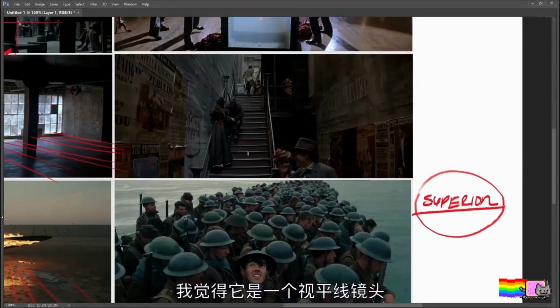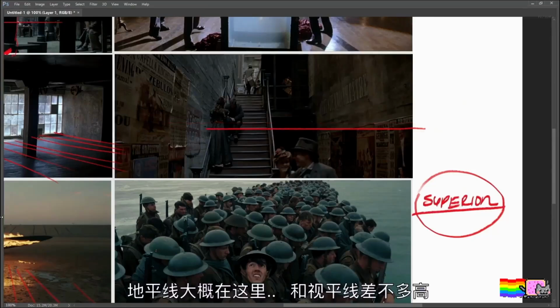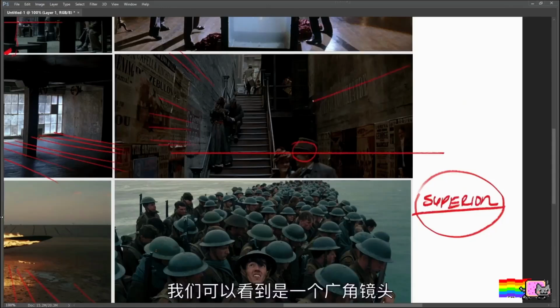This one is actually, I think, another eye level, I guess, or maybe a little bit of crane. Again, the horizon line is slightly over. No, it's actually pretty much eye level, right? So as you can see here, the guy is here. And again, with the converging lines, we can totally see that it is a wide angle lens.